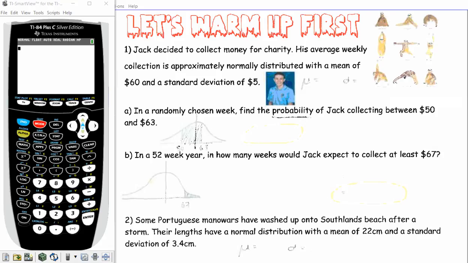Here we go, and here's the warm-up for lesson 3. Just a reminder that lesson 3 is quantiles of k value. So finding the x value if you are given the area under the curve, so the inverse norm lesson. So again, let's warm up first.